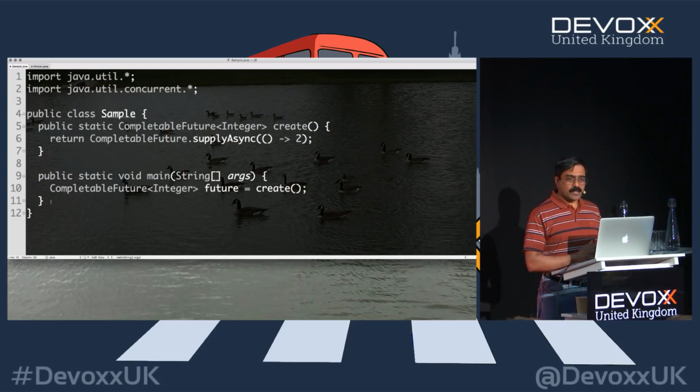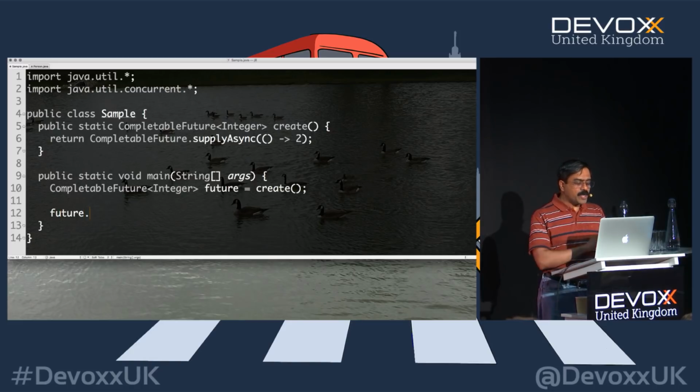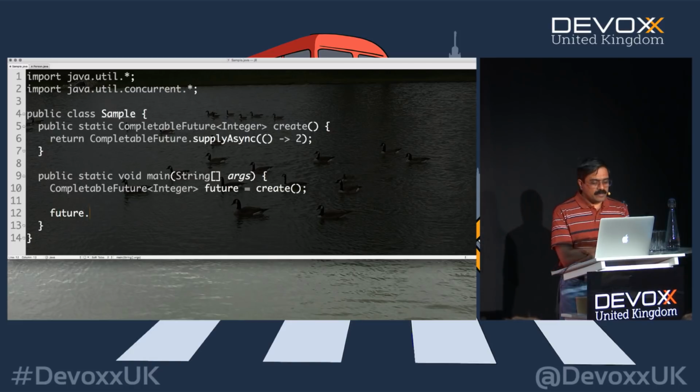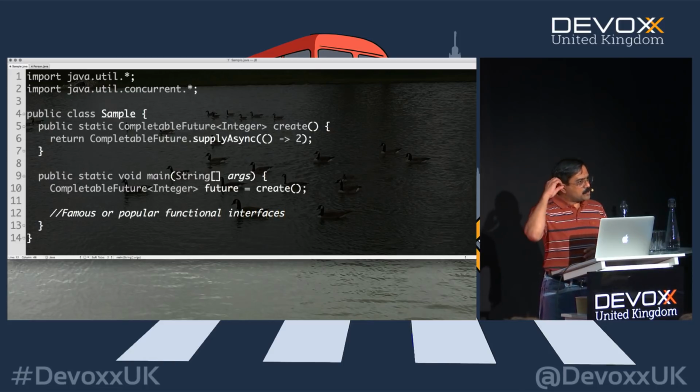So now that I've created the create method, the question is, how do I really get the data from this and use it? Well, I can say future dot, and we can do some work on the future. Well, what am I going to do with the future? Well, maybe all I want to do is to just print the result when I get to it. Before we do that, let's step back for a minute and talk about some famous or popular functional interfaces.